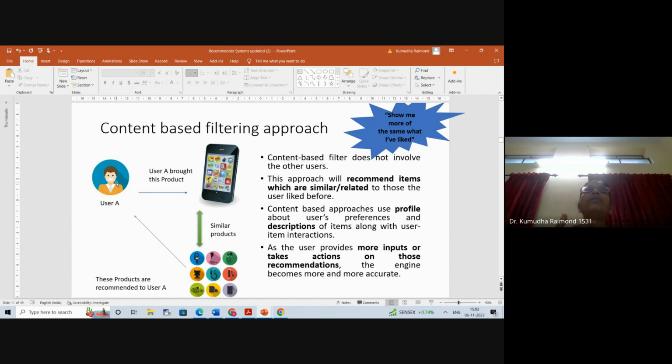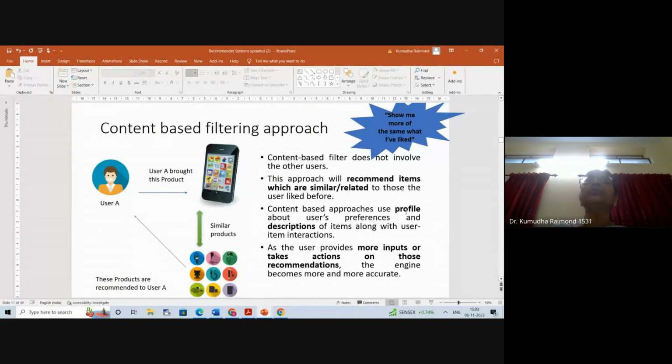Show me more of what I have liked. I liked this particular product. I like this particular mobile design or mobile type, or I like this particular technology. I like this particular product. So the recommendation system will find similar types of movies, similar places, similar products, etc., and it will recommend them back to me based on my previous preferences and my previous history.